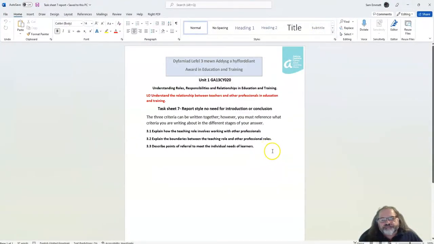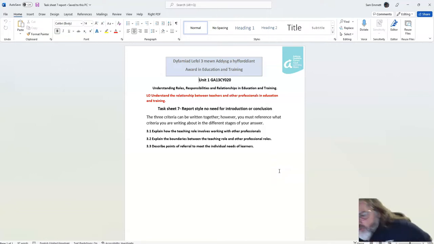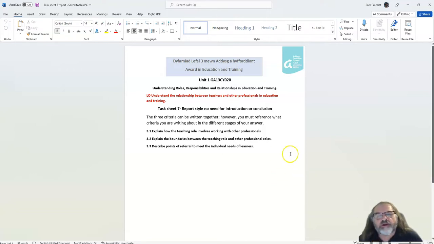So then, task 7, which is actually 3 learning criteria: explain how the teaching role works with other professionals, boundaries between the teaching role and other professionals, and points of referral. It's a little report type style, which means you don't need an introduction, you don't need a conclusion. You might find having a one-word intro and a one-word conclusion may help.